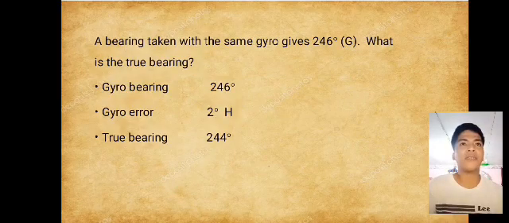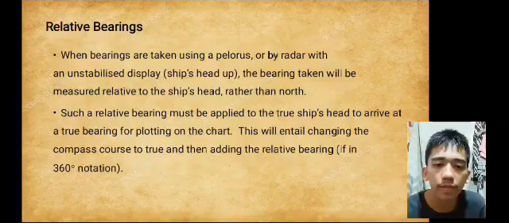A bearing taken with the same gyro gives 246 degrees. What is the true bearing? The gyro bearing is 246 degrees, and the gyro error is 2 degrees high. So you subtract the gyro error from the gyro bearing. The true bearing is 244 degrees.